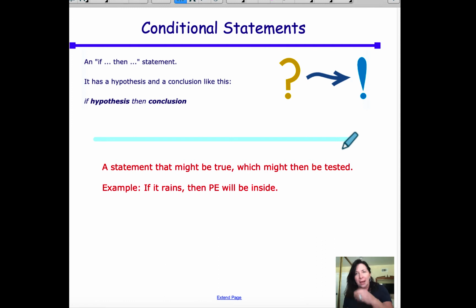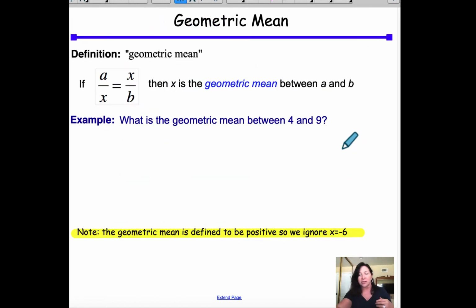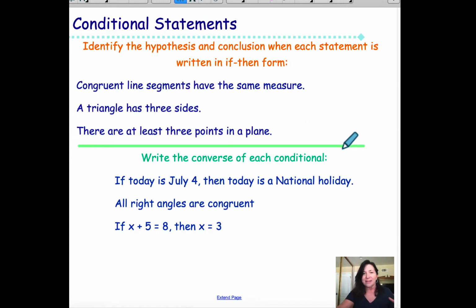A statement could be true. An actual true conditional statement can be tested. So if it rains, then PE will be inside. What happens if it rains? PE will go inside. Well, what happens if it doesn't rain? Can PE still go inside? Yeah. What if you said PE went inside, therefore it rained? You can flip this around and try to make sense of it, but usually it's something that can be tested.